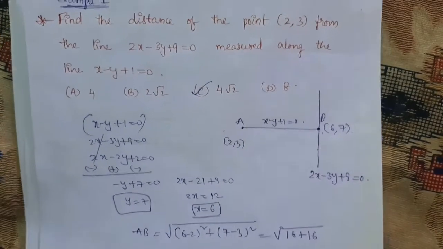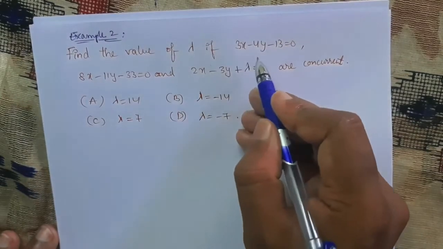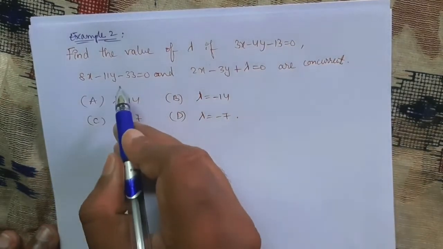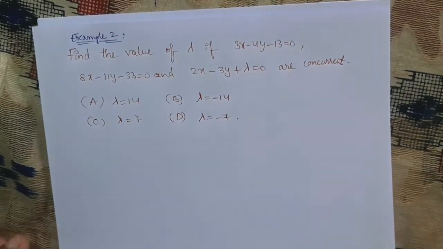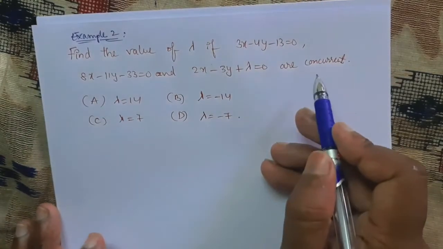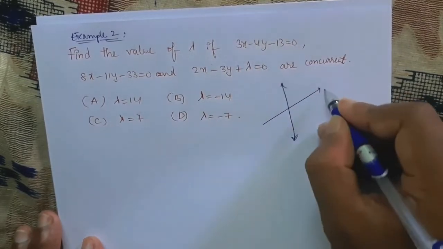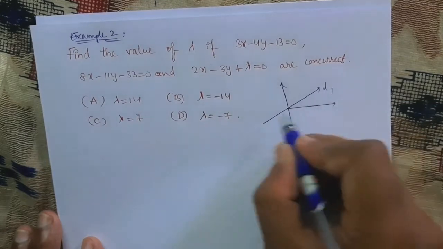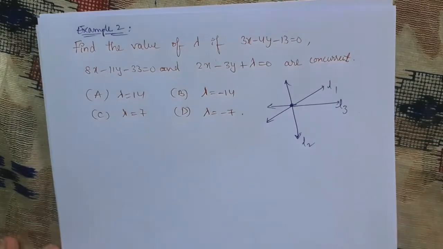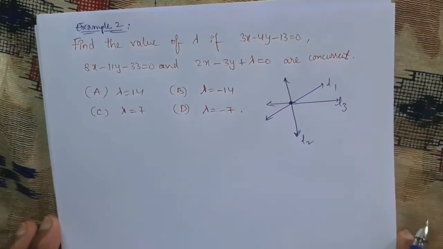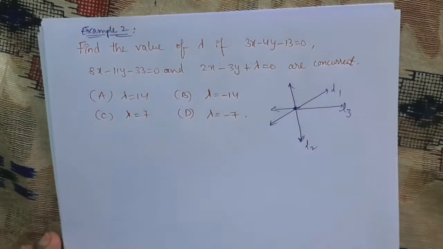Hope you understood. Next, example number 2. Find the value of lambda if 3x minus 4y minus 13 equal to 0, 8x minus 11y minus 33 equal to 0, and 2x minus 3y plus lambda equal to 0 are concurrent. They are telling that those three lines are concurrent, then find the value of lambda. As we have discussed, if three lines L1, L2 and L3 are concurrent, then how to prove it? One method is to apply the determinant, which we have discussed in that concept. Another method I am telling now: simplify these two lines L1 and L2 and then substitute in L3.